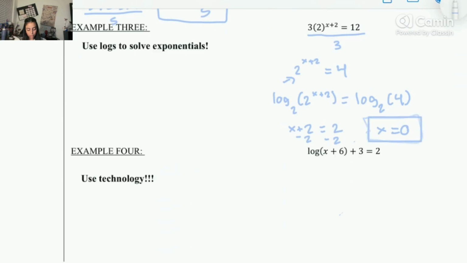So really you're just taking the log with the base of whatever's in that equation, and the answer for that part of the equation will just be the exponent that's in the parentheses.